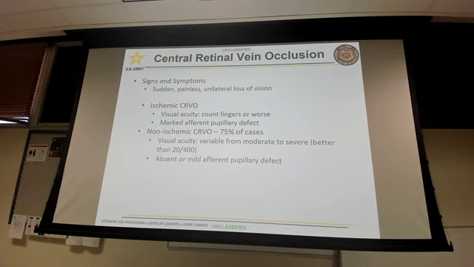So just like your CRAO, your CRVO causes sudden painless unilateral vision loss. You have two different types, your ischemic and your non-ischemic. The non-ischemic tends to be milder, and fortunately, it tends to be the more common between the two.